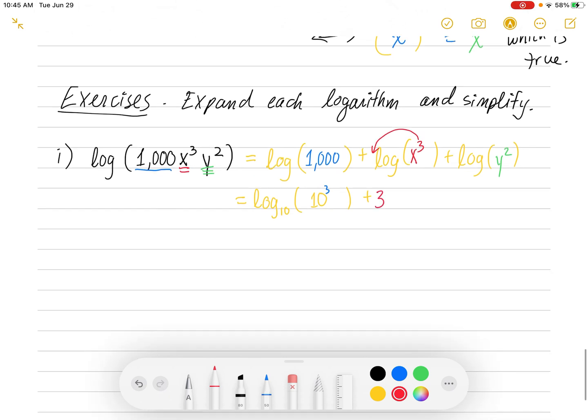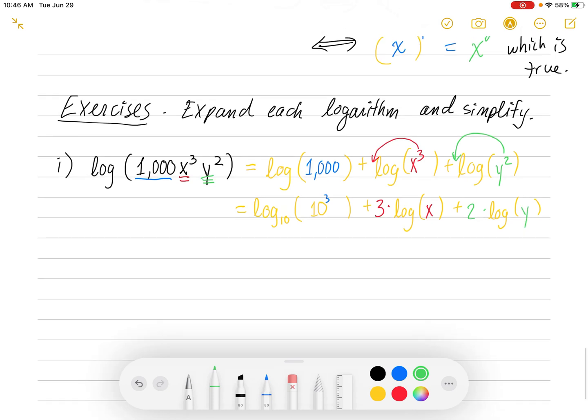Now, if I continue, I go to my second log of x cubed. I can take the exponent out front. That's using my third property, this one right here, where I take the exponent out front. And I'm going to have 3 times log of simply x. And then I go to my third log, and I can do the same thing. I can take the square out front, right? I have 2 times log of simply y.